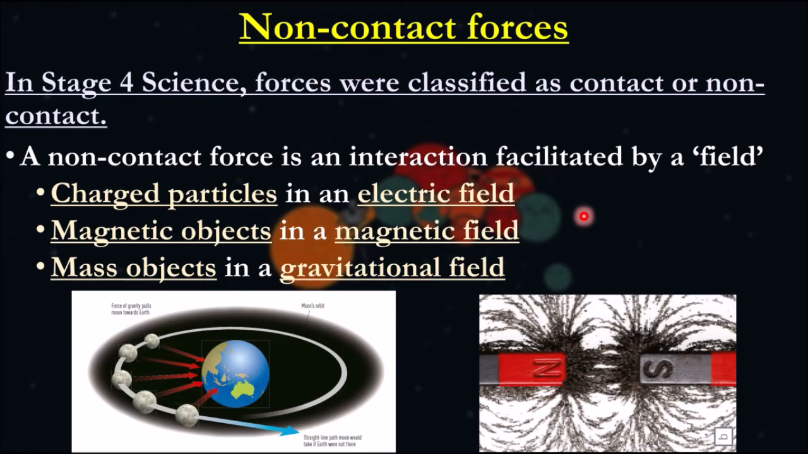Now, before we begin, let's just quickly talk about non-contact forces, which we would have originally talked about in stage 4, so year 7, year 8. Where we talked about forces, non-contact means it's an interaction facilitated by a field. What we mean by a field is a region of space, or a region of anything really, where we have some kind of value to measure how strong or how tall or how long something is.